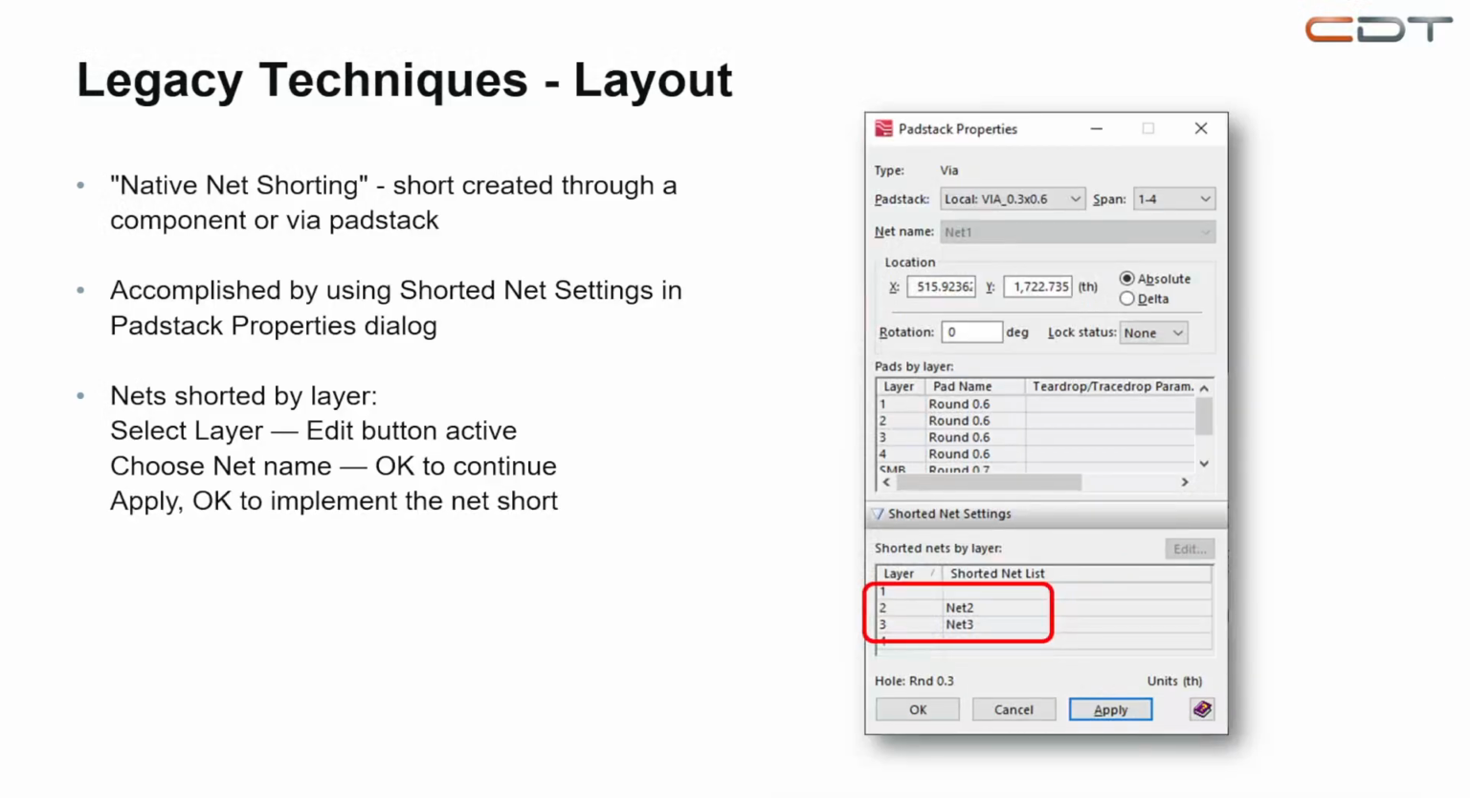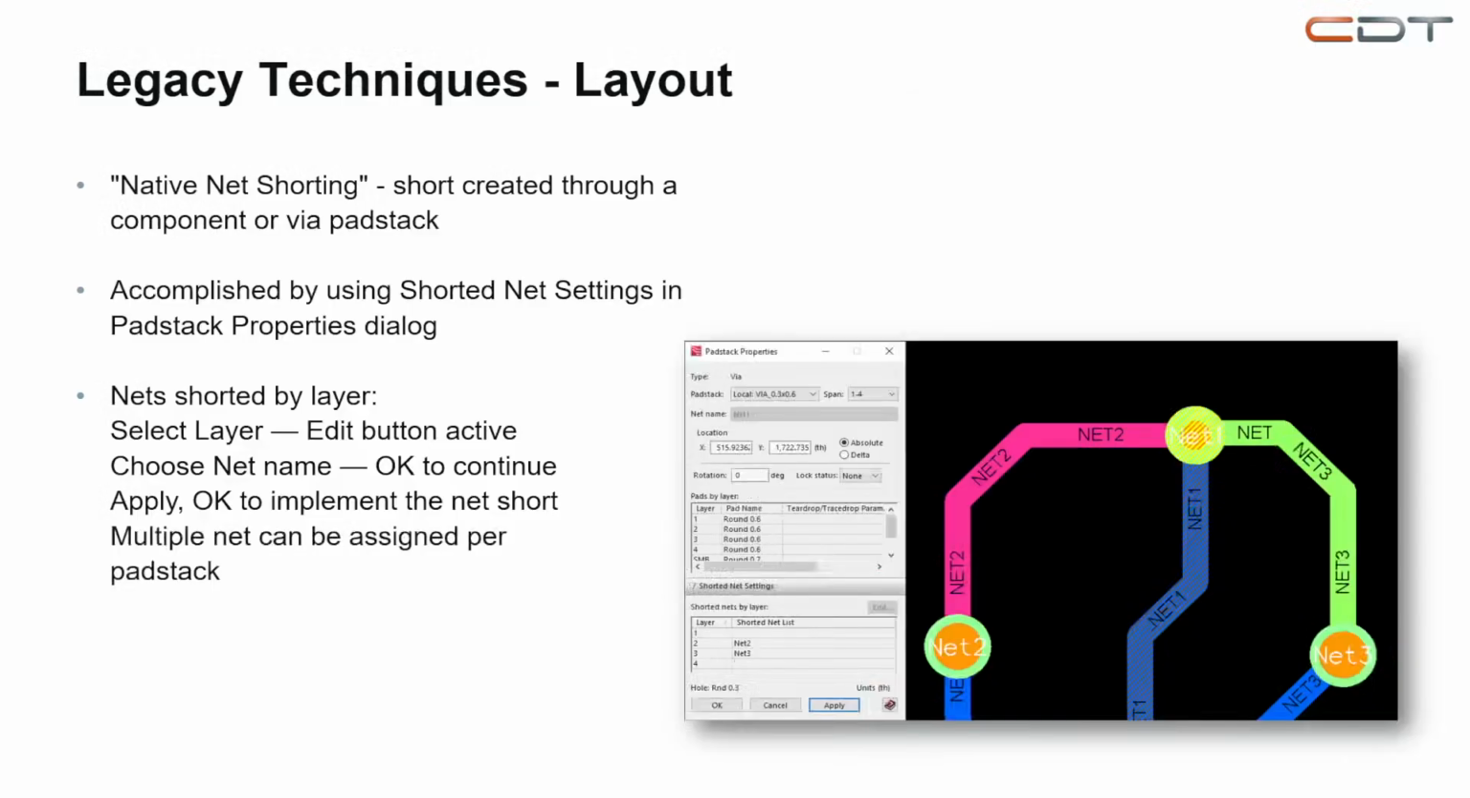Then you hit apply, so the changes will be applied to your path stack. And OK, to implement this to the layout. You can assign multiple nets to the single path stack. You can control which nets should be connected to that path stack on different layers. This gives you much more flexibility.